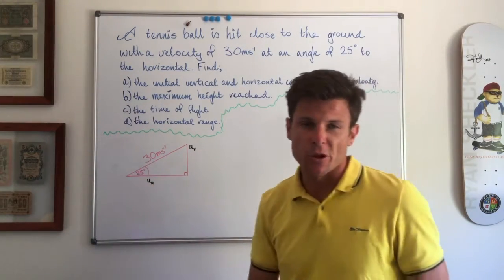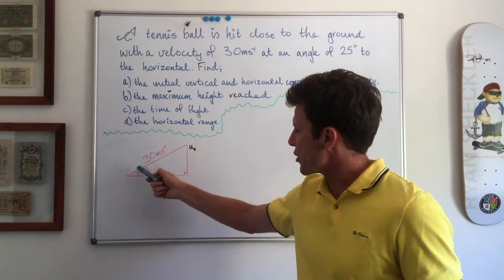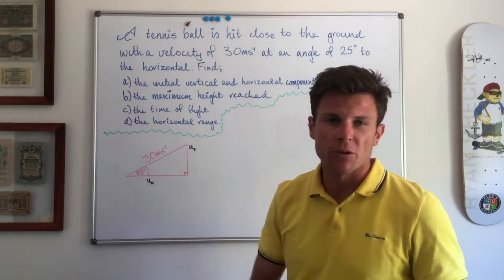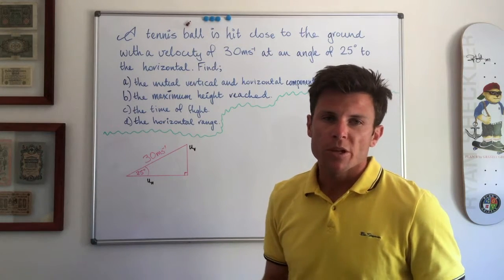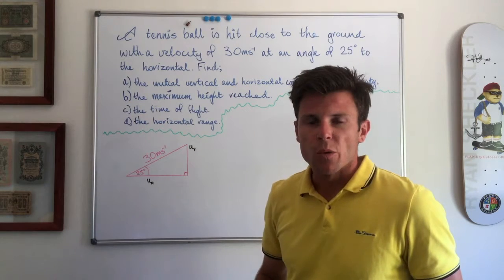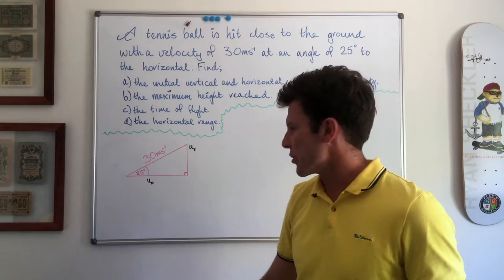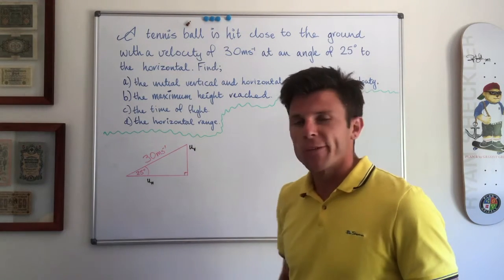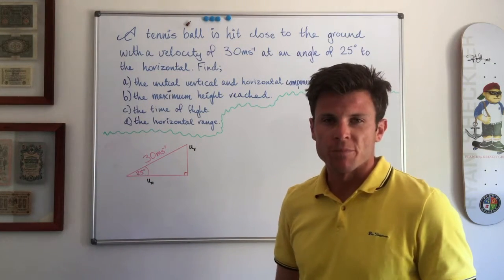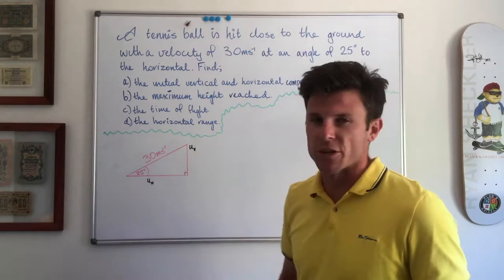Okay, here's our vector triangle. As you can see, we have our initial 30 meters per second velocity at the angle of 25 degrees to the horizontal. Using this angle and this velocity, we can use trigonometric ratios to find the initial velocity in the vertical direction and the initial velocity in the horizontal direction. So let's start with the vertical direction.